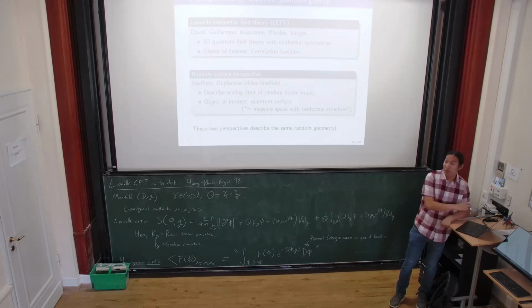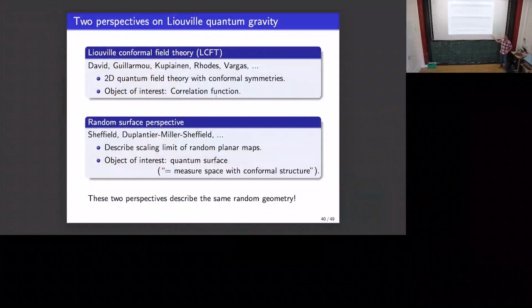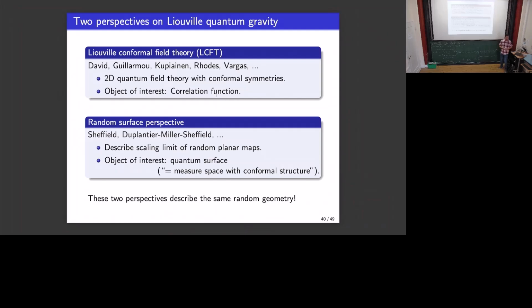The second perspective I want to discuss today is the random surface perspective, and this is the one motivated by viewing Liouville quantum gravity as a scaling limit of random planar maps.